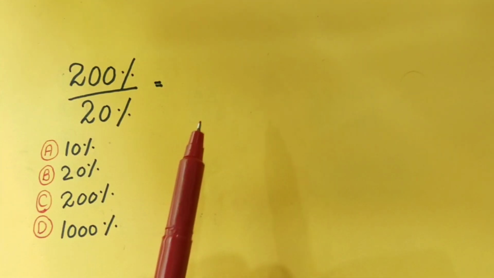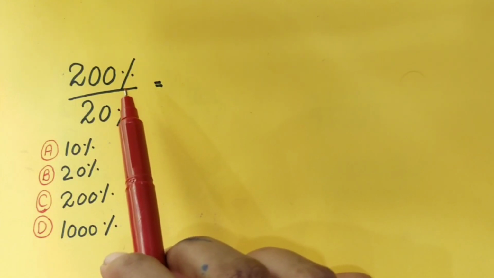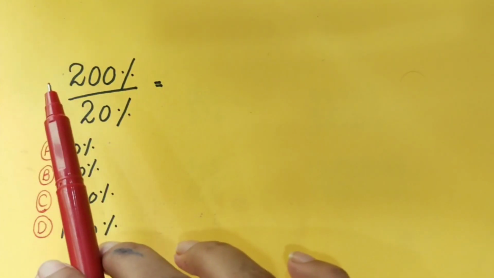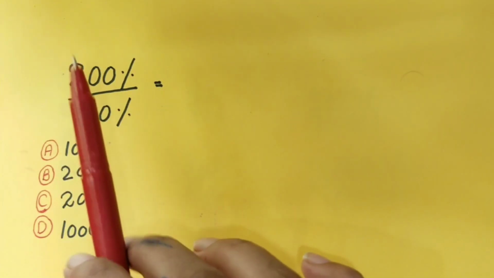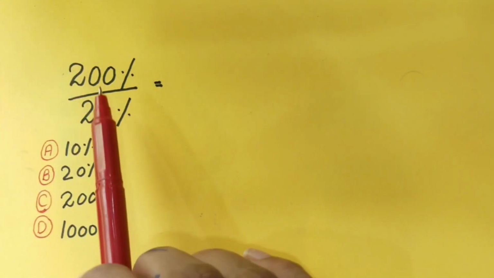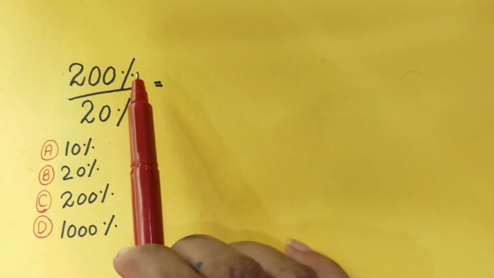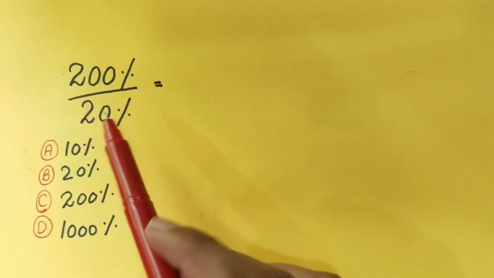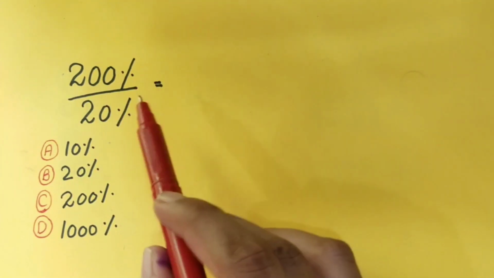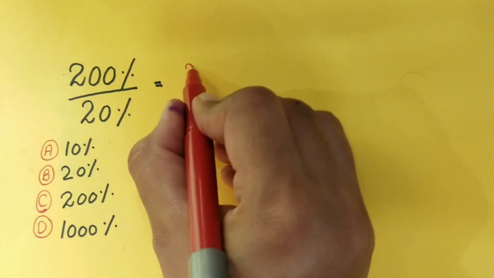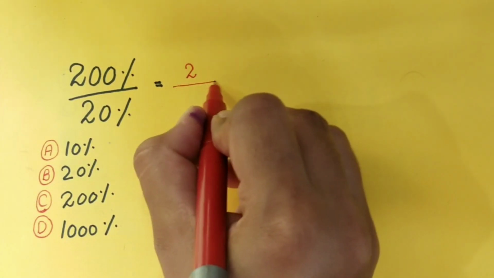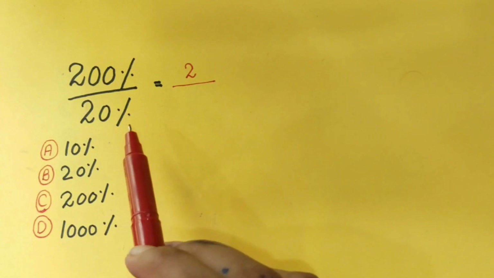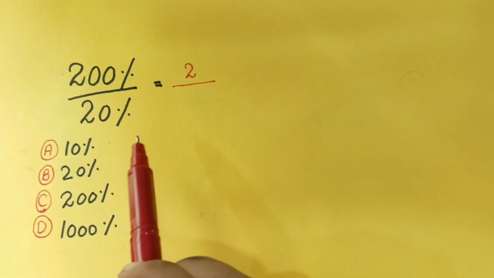First of all, what we have to do is, this is in percentage, so let's convert it into decimal. We know that converting into decimals, you do 200 out of 100. 200% is 200 out of 100, so 200 divided by 100 is 2, and 20% divided by 100 is 0.2.